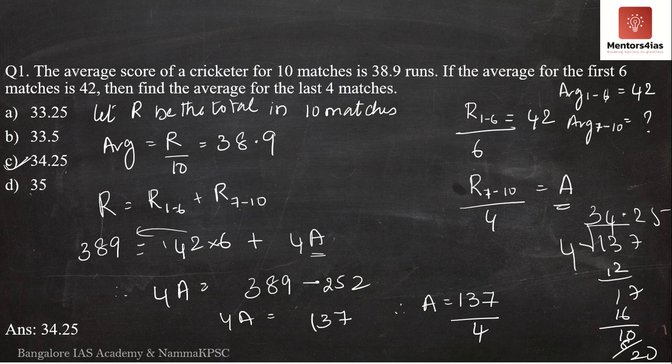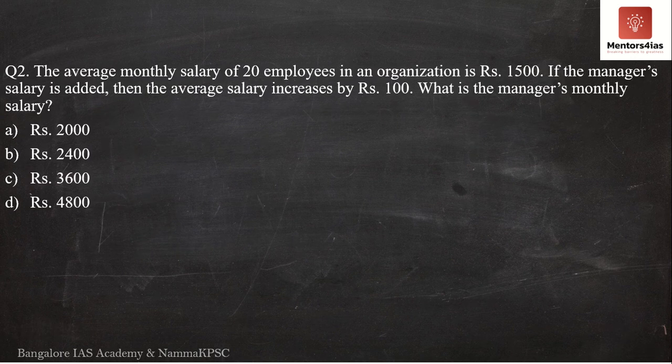Now, next question, question number 2. Now, the second question says, the average monthly salary of 20 employees in an organization is 1,500. If the manager's salary is added, then the average salary increases by rupees 100. What is the manager's monthly salary? So we have to determine the monthly salary of the manager.